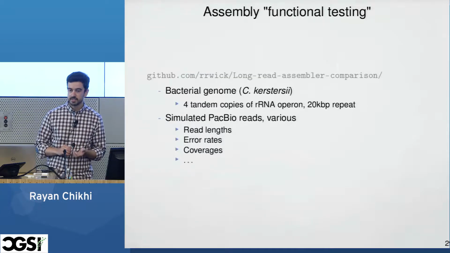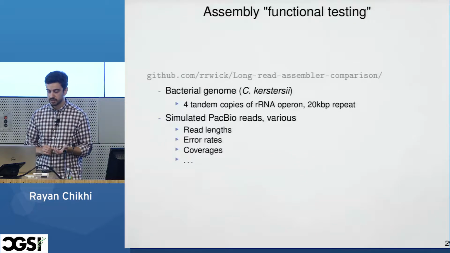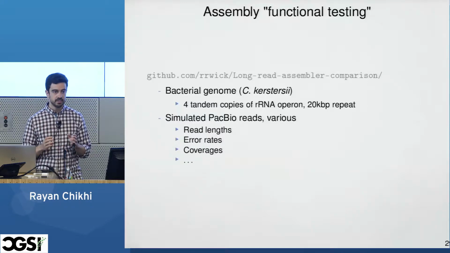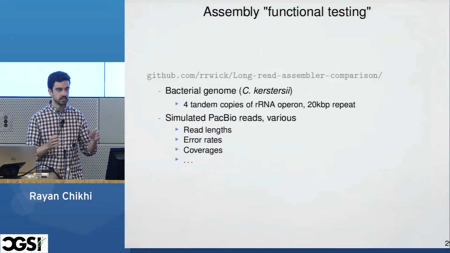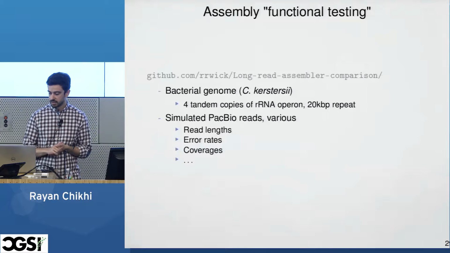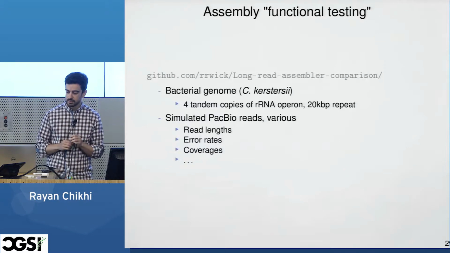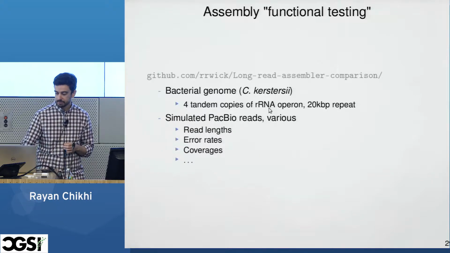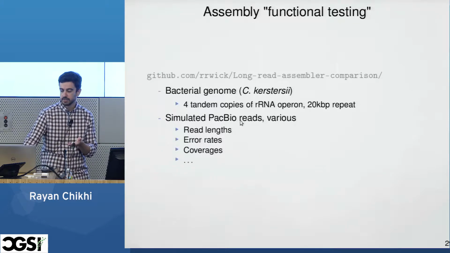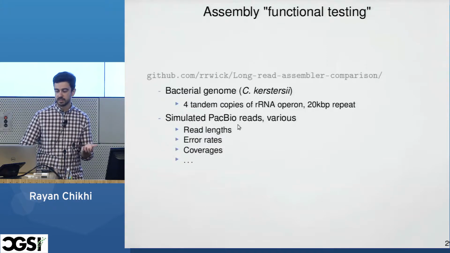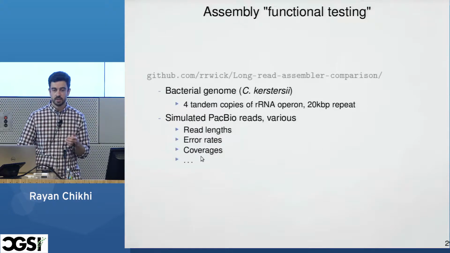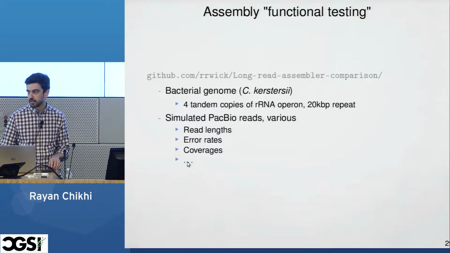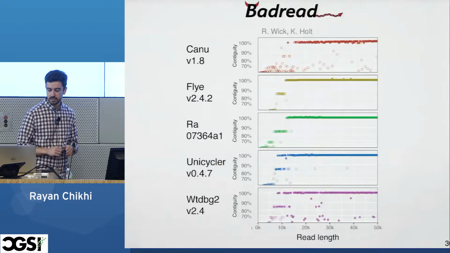So people did assembly functional testing. In fact, Rayan did. What he took, and it's published on his GitHub, is a single bacterial genome, pretty much like I did in the previous part of my talk. That genome has a pesky little tandem repeat of 20 kb of rRNA operon. And then he simulated reads using Badread with various read lengths, error rates, coverages, and various other artifacts. And now that's really a nice benchmark in my opinion, and the results are here.